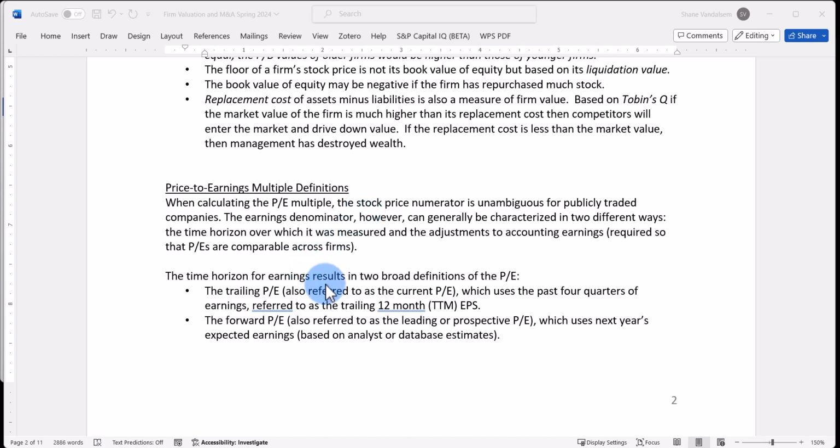So the time horizon for earnings results in two broad definitions of PE: the trailing PE, which is also referred to as the current PE, which uses the past 4 quarters of earnings, referred to as the trailing 12 months, or TTM, earnings per share. The forward PE is also referred to as the leading or prospective PE, which uses next year's expected earnings, and those are usually based on analyst estimates or database estimates or estimates provided by the company.